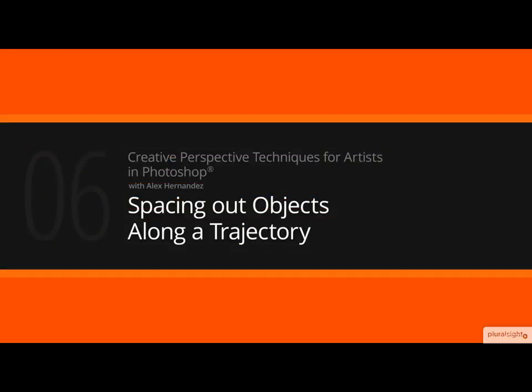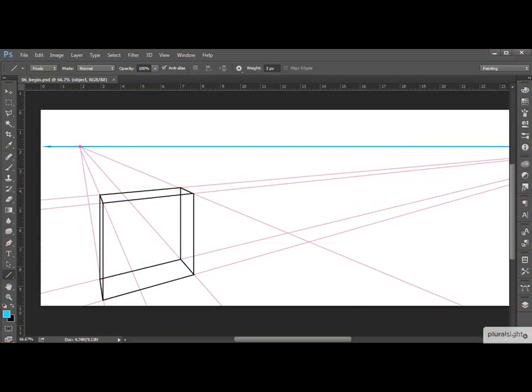In this lesson, we'll be spacing out objects using perspective. In our previous lesson, we were able to take a look at how we can draw using three-point perspective, and now we need to figure out how we can space out objects just using a vanishing point.